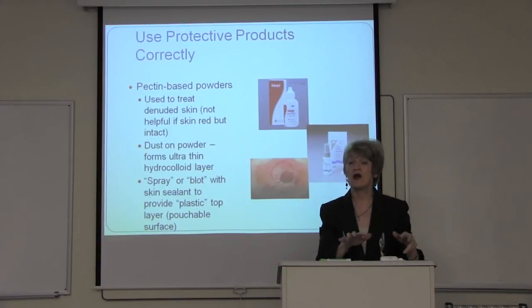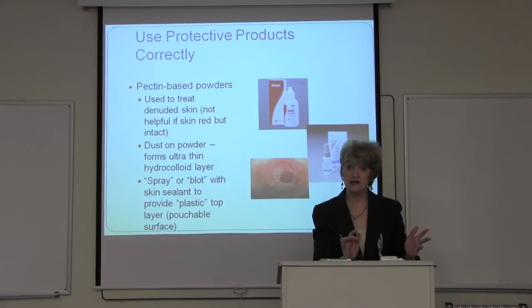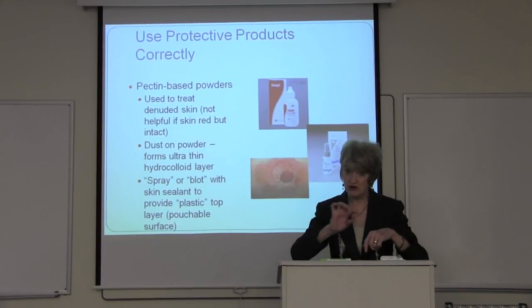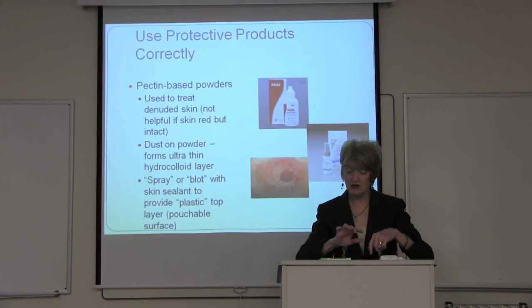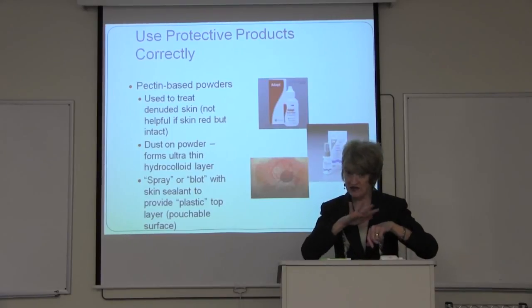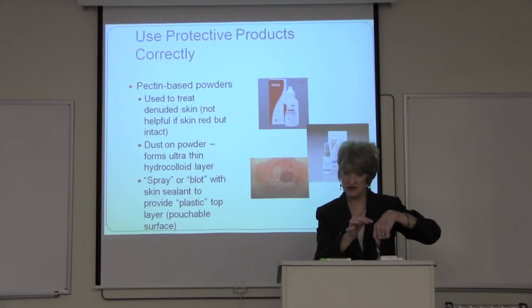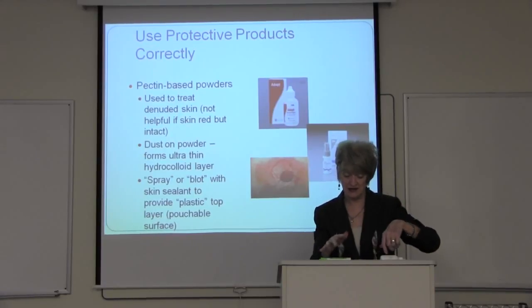So this is what we call crusting. And crusting is a universal first aid technique for damaged peristomal skin. Sprinkle on the pectin powder, dust off the excess, and then either spray or blot with your skin sealant so you have a plastic cover film.